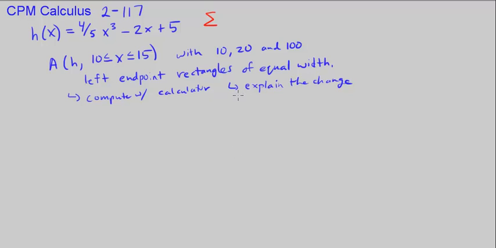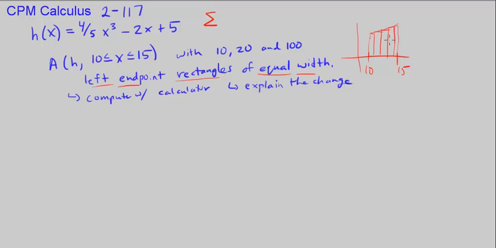Compute with the calculator, and then explain what happens as the number of rectangles increases. We're going to get different answers for each. Okay, so let's start. We need rectangles of equal width using our left endpoint. Whatever our function looks like, we start at 10 and go to 15, and put rectangles in between. Left endpoint means we look at that point and create them on the left.